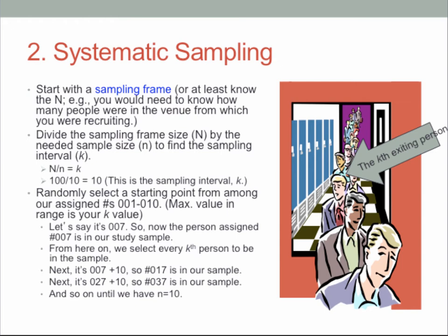So every single person that came in to our room or that is listed on our sampling frame would then be included in our sample until we have a sample size of 10. So we're using a system. In this case, the system is every 10th person. And that 10th person was determined by calculating the sampling interval.